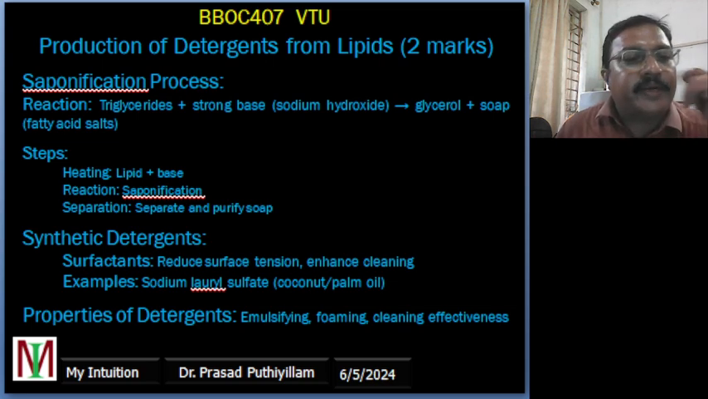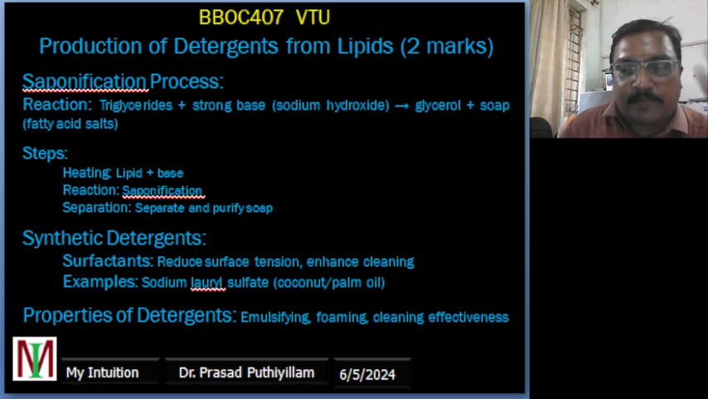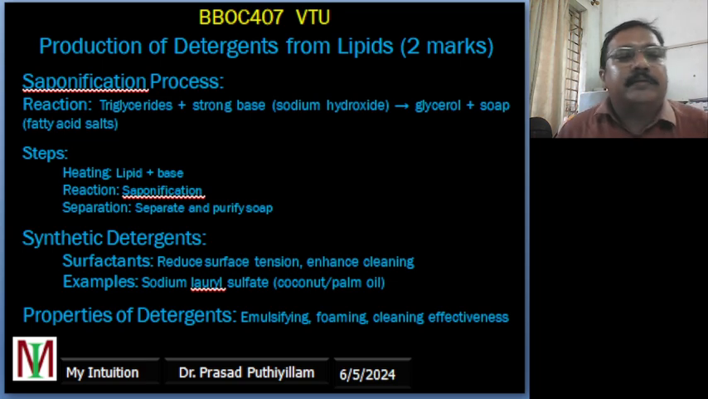Then the properties of detergents: they possess a strong emulsification property. They act as a foaming agent. And their cleaning properties make them very effective for removing the grease as well as the dirt which is present. And they are integral to household cleaning products and other industrial applications.